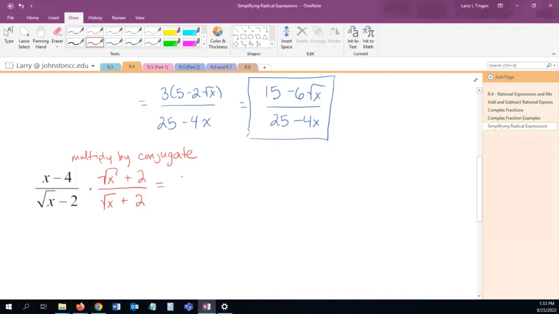In the numerator, let's get out of the red here. I've got x minus 4 times square root of x plus 2, all divided by square root of x times the square root of x is x. Square root of x times 2 is 2 root x. Negative 2 times x is negative 2x, negative 2 root x. 2 root x minus 2 root x is 0.